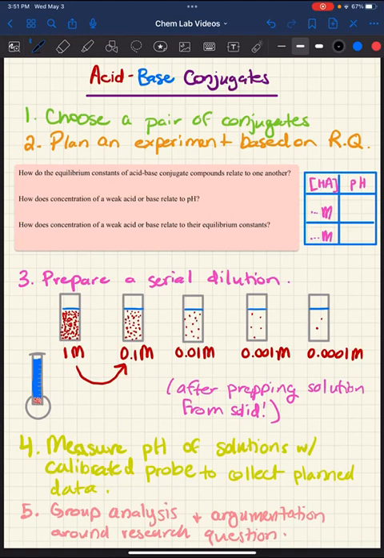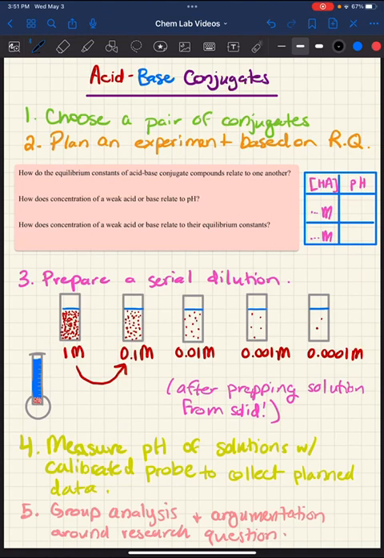And there's a table that lays these out for you. And the species that you select, you will use for your overall project. So it's important that different groups have different conjugate pairs selected so that over the span of all the different groups, you have a wide range of different species being investigated.